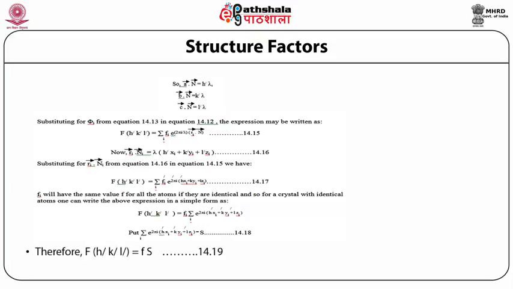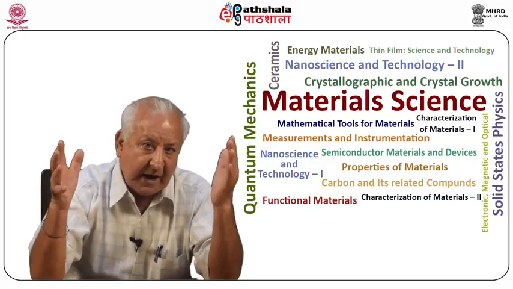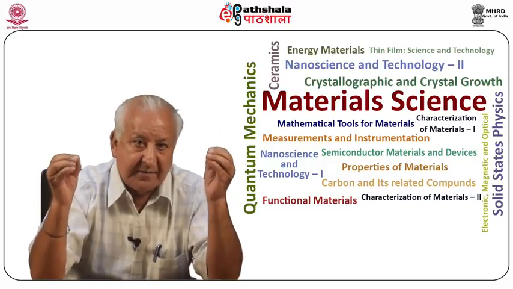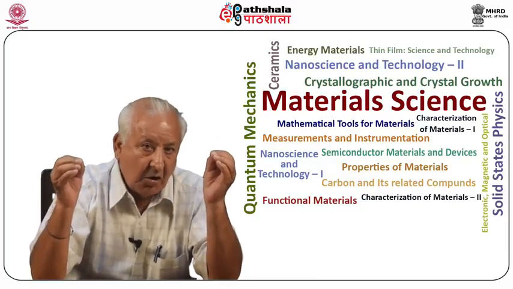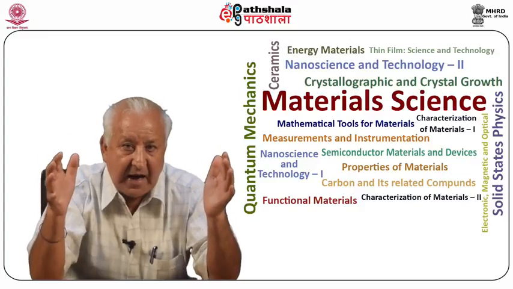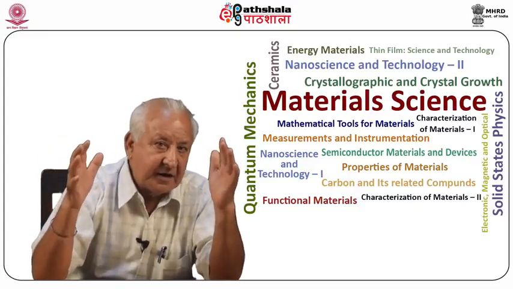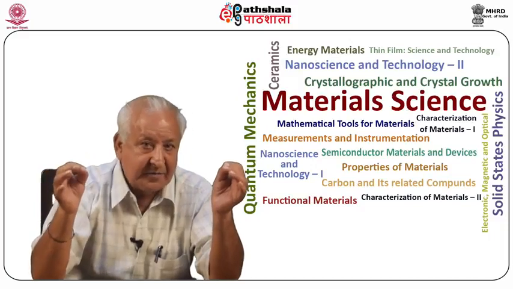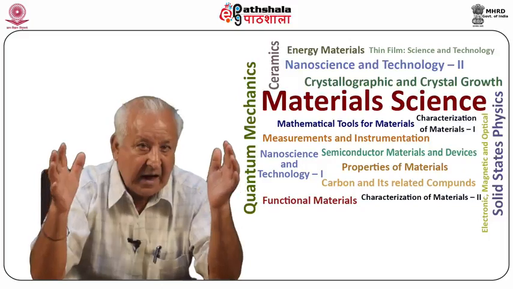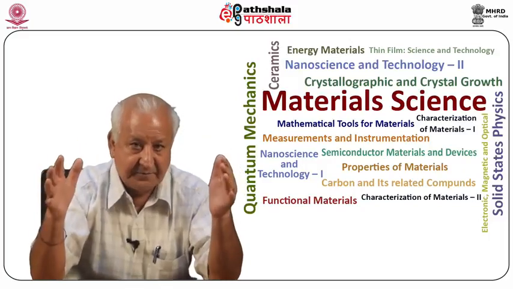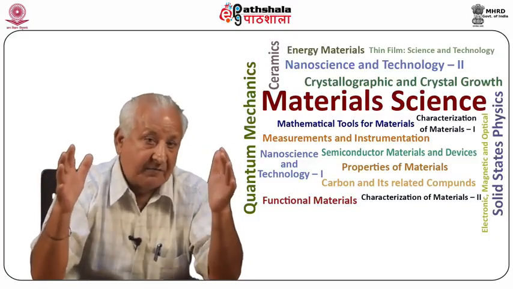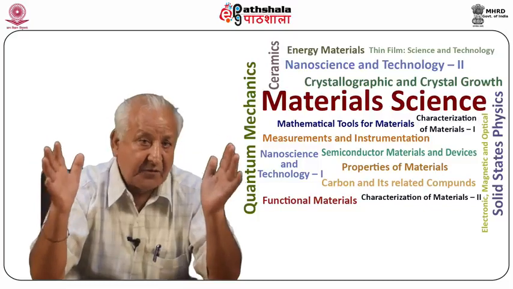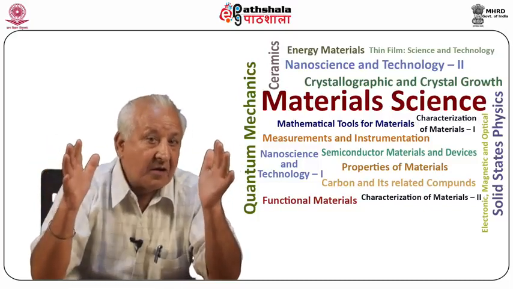Therefore, F(h′, k′, l′) is equal to f times S, which is given as equation 14.19. Expression 14.19, which stands for the total scattered amplitude, is thus given by the product of the atomic scattering factor f and a factor S, which is defined by equation 14.18. S depends on the geometrical arrangement of atoms within the unit cell and is called the geometrical structure factor. Expression 14.17 is a general form and applies for crystals where all atoms are not identical.